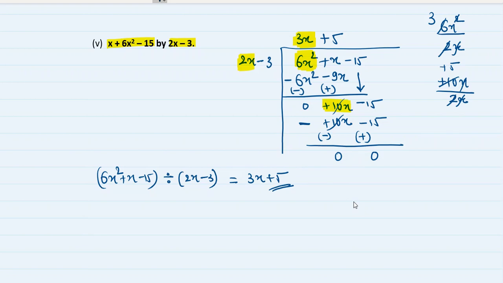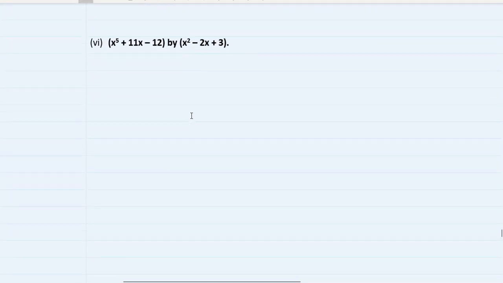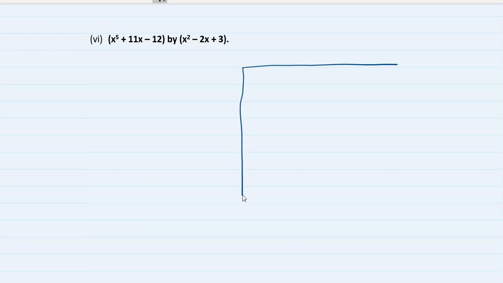Okay, so this is what you get. Let's go ahead. Okay, we have one more long division. Pay attention now. Your concept regarding long division should be clearer and clearer with each passing example.